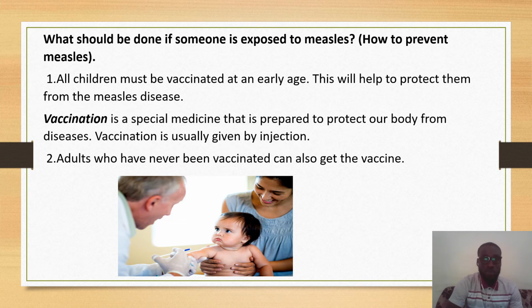All right. So when we say vaccination, what is vaccination? Vaccination is a special medicine that is prepared to protect our body from diseases. Vaccination is usually given by injection. So you can see in the picture that the baby is being what? Vaccinated by injection. So the baby is given an injection to help him or her fight against this killer disease.